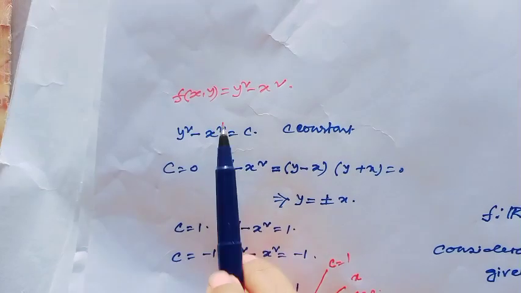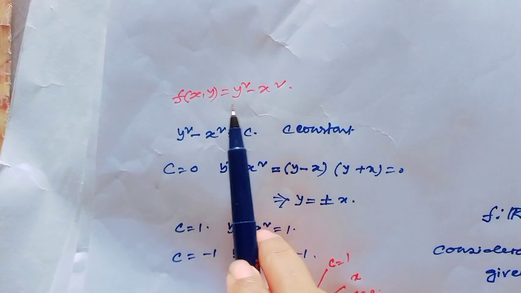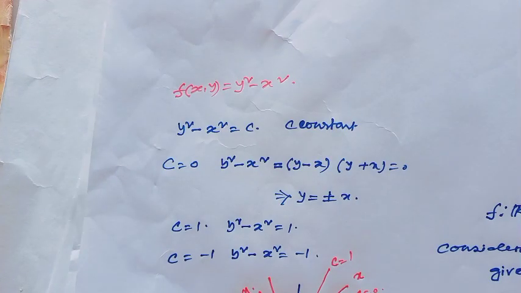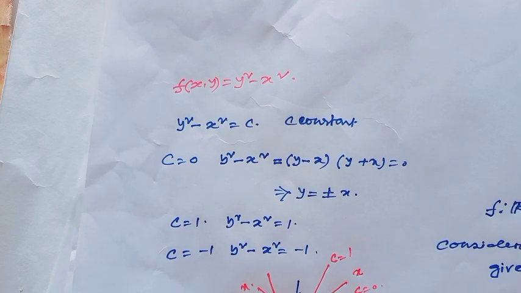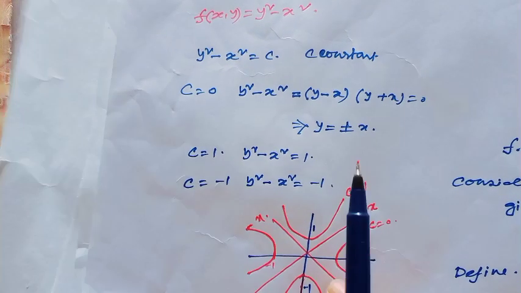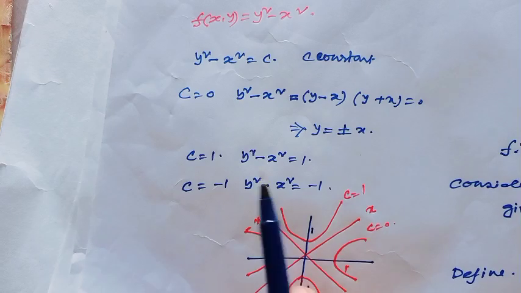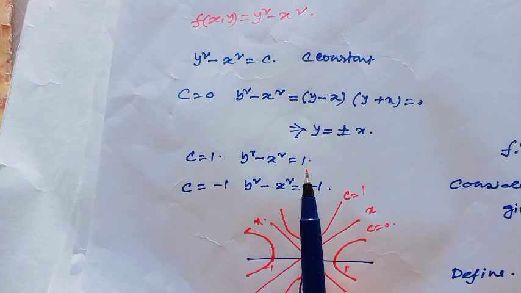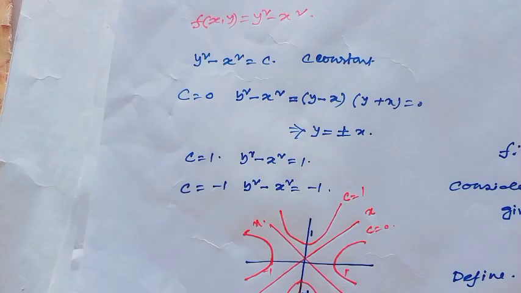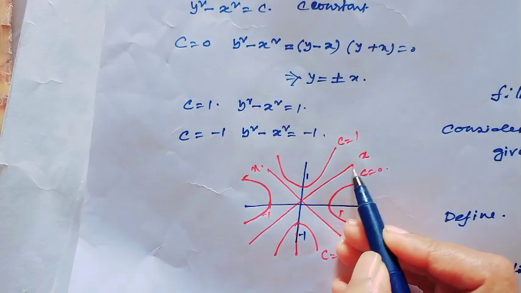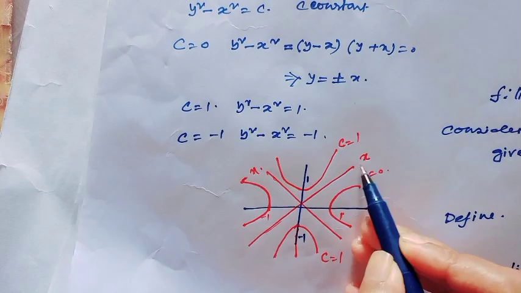Similarly, if we consider this type of function f(x, y) equal to y square minus x square, then the level curve would be y square minus x square equal to c, where c is a constant. For different values of c, I will get different types of curves. When c equal to 0, we get the lines y equal to plus minus x. When c equal to 1, the graph is y square minus x square equal to 1.